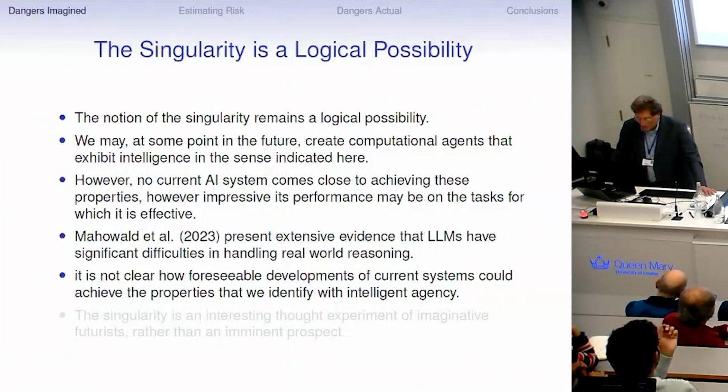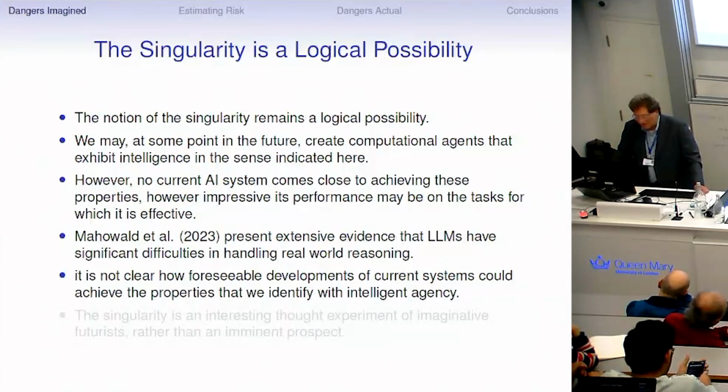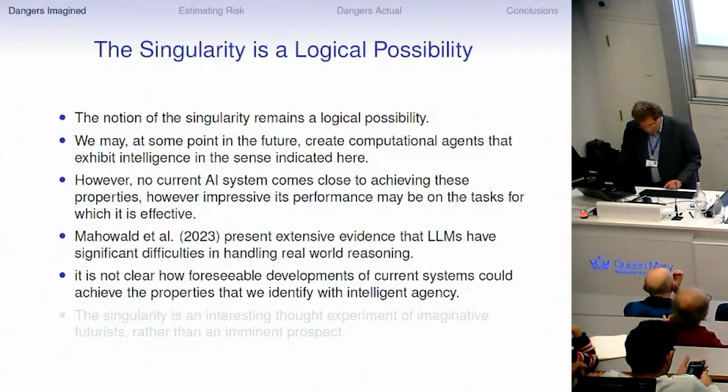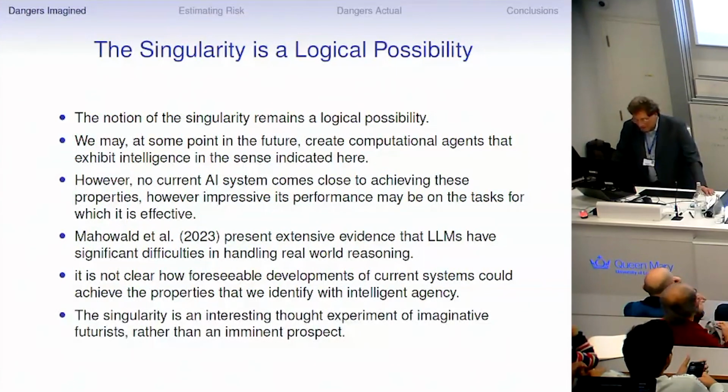Moreover, and here's, I think, the crucial point, it's just not clear how there would be a line from current systems to superintelligent agents, to the Terminator or anything like that. It's not clear how foreseeable developments of current AI systems, however impressive they are, would suddenly create this kind of superintelligent agent. So what we're left with, I would try and persuade you, is that the singularity is an interesting thought experiment of imaginative futurists, but it's not an imminent prospect. In other words, it's a danger imagined. It's not a danger actual.